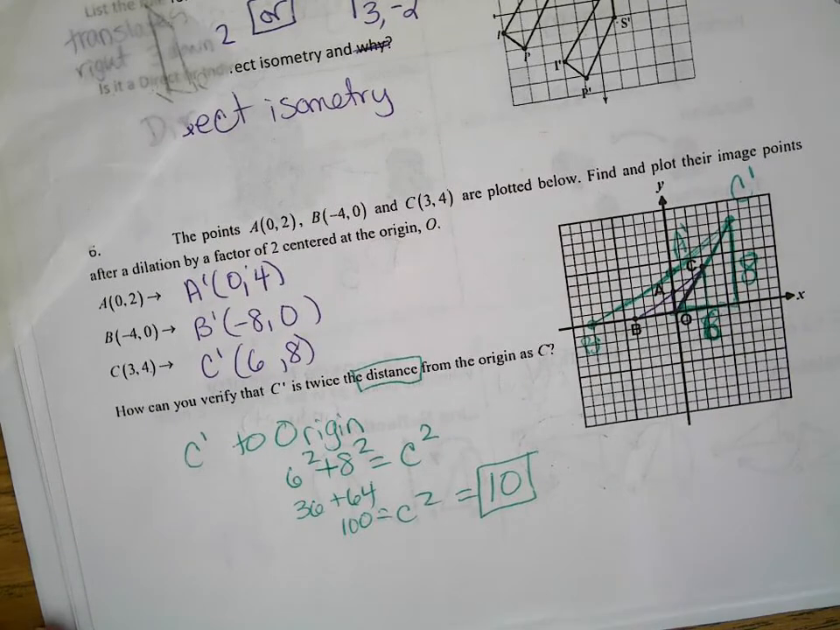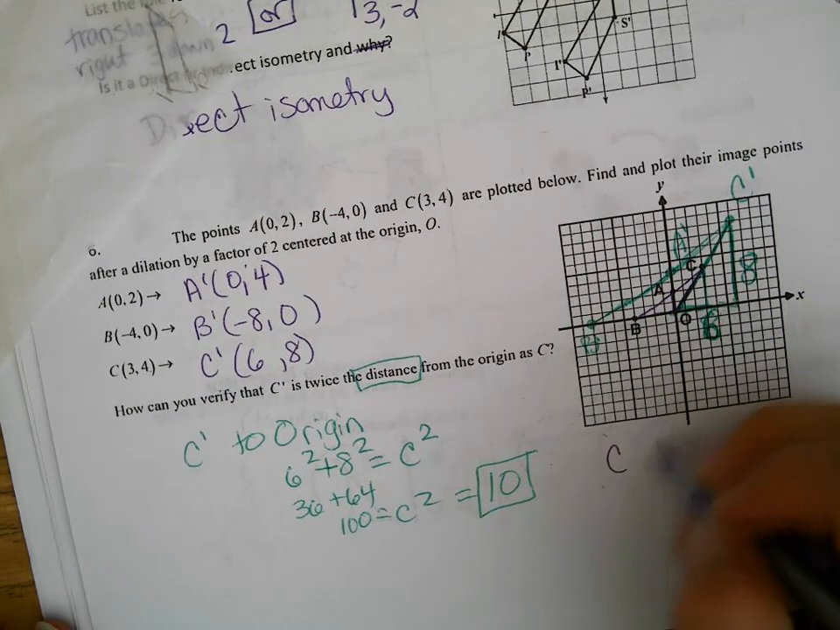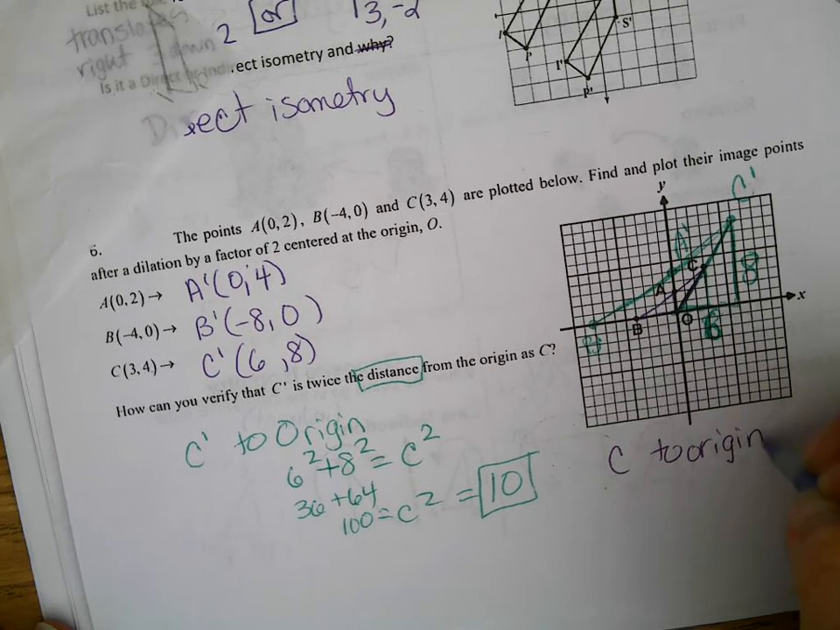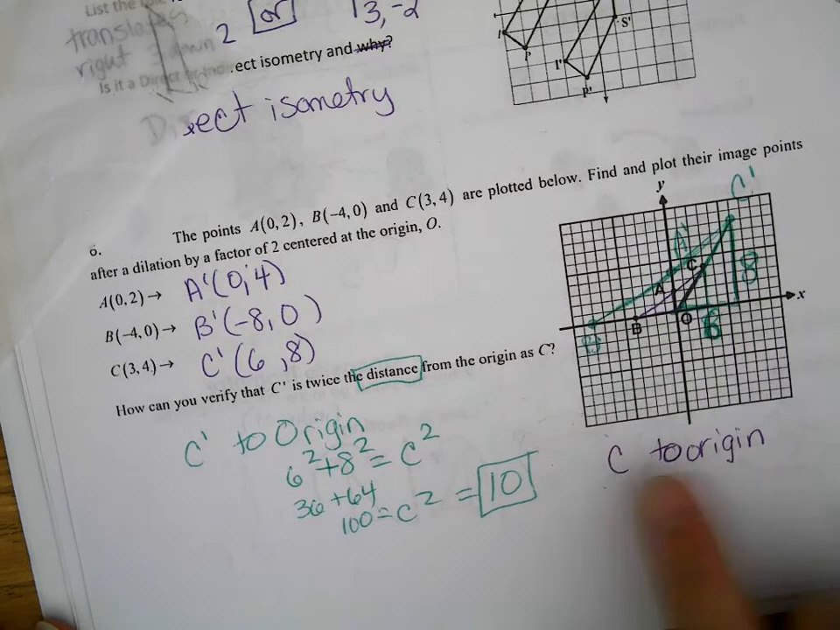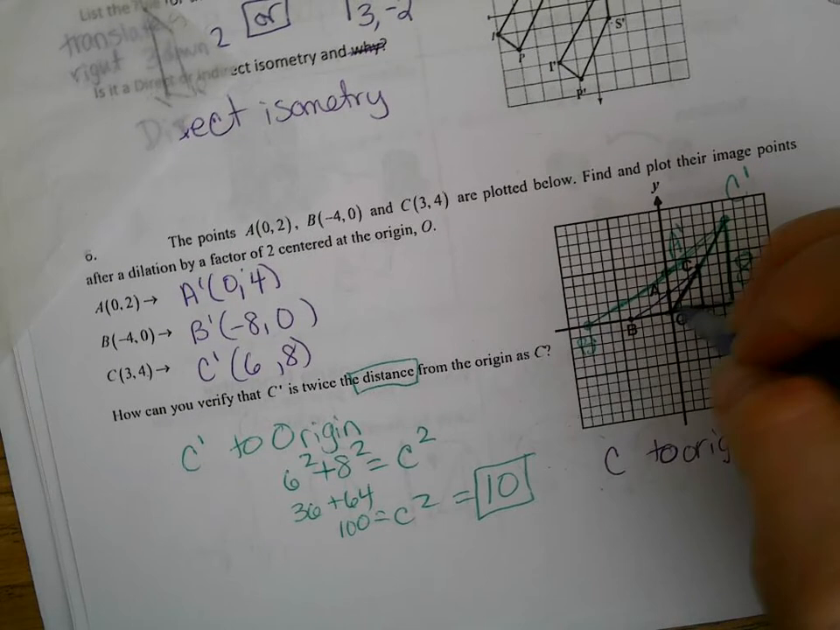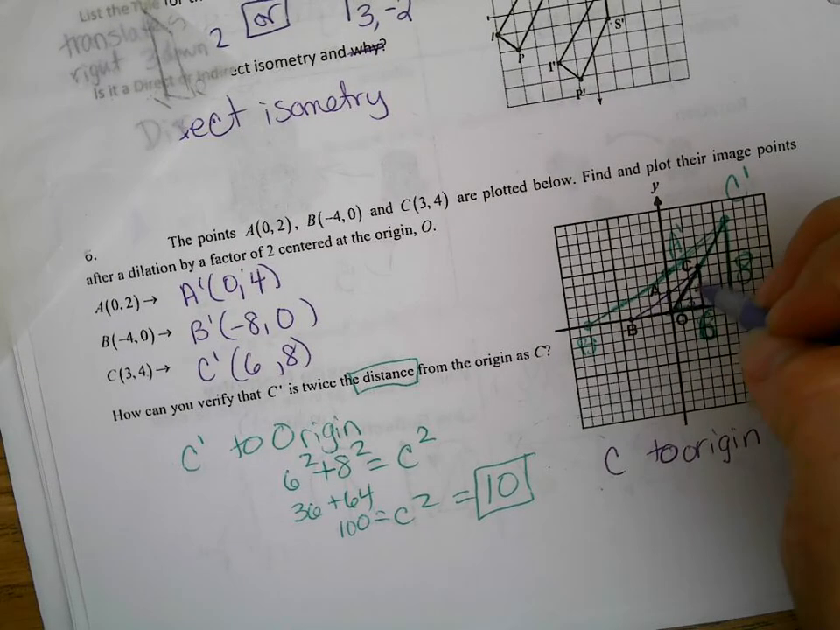If we were to find point C to the origin, now that point's only over 3 and up 4.